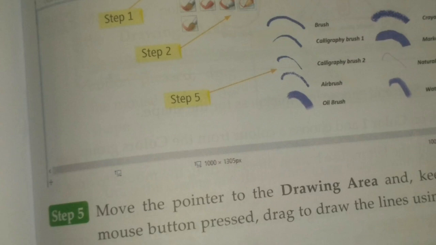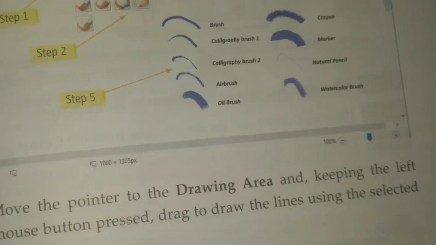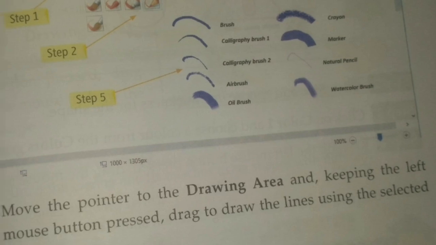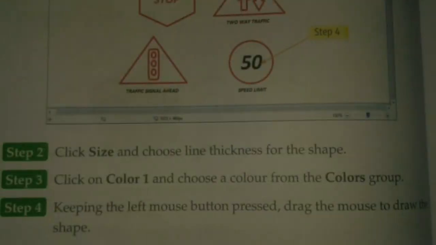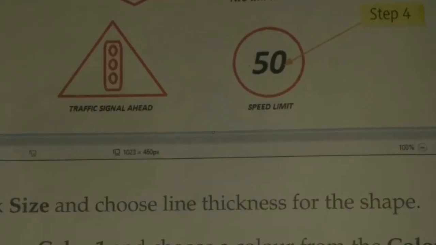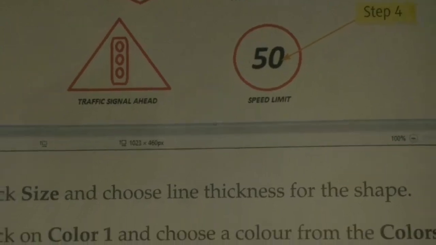Okay, then another one is the shapes tool. The shapes group has many tools that can be used to draw various shapes. You can see so many shapes in the picture. Let us learn how to draw shapes in Paint. First, click on any shape of the shapes group. There are so many shapes there. So step 1, go and select any shape.